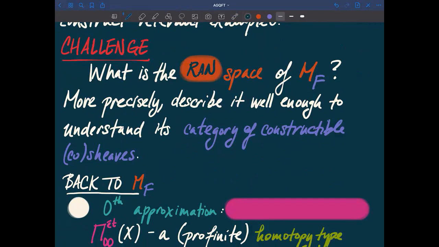So there are two things happening here. The first is this idea of just describing it well enough to describe the category of constructible sheaves. My claim is that that's the construction of a certain homotopy type that will be attached to the Ron space. And the second thing I'm going to try and argue is that constructing that homotopy type in the case of MF itself already provides us with an interesting story.